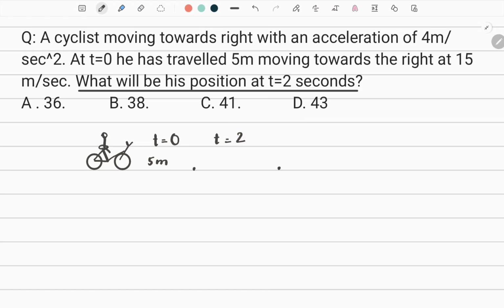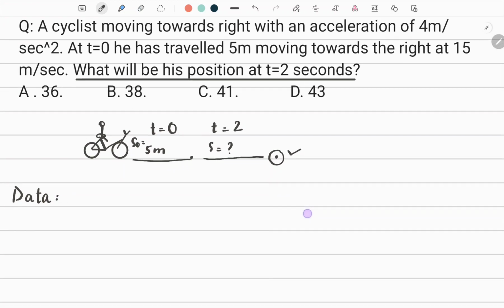What we need to do is find the distance that he traveled in 2 seconds and add it to the distance that we already know he has traveled at time 0 seconds, and we will get the position. So making the data for a better understanding, always make a data and write what we are given.